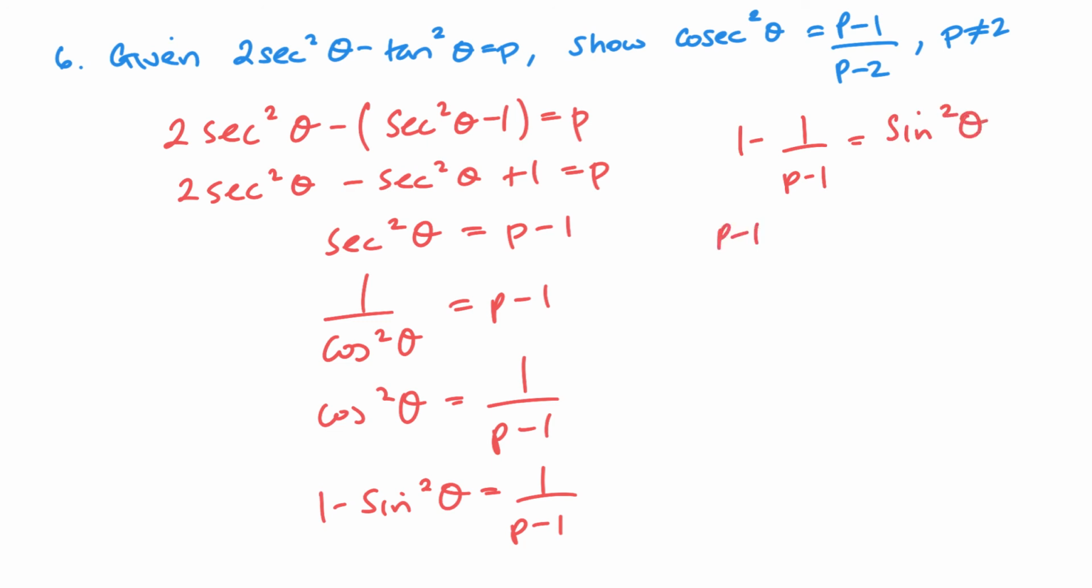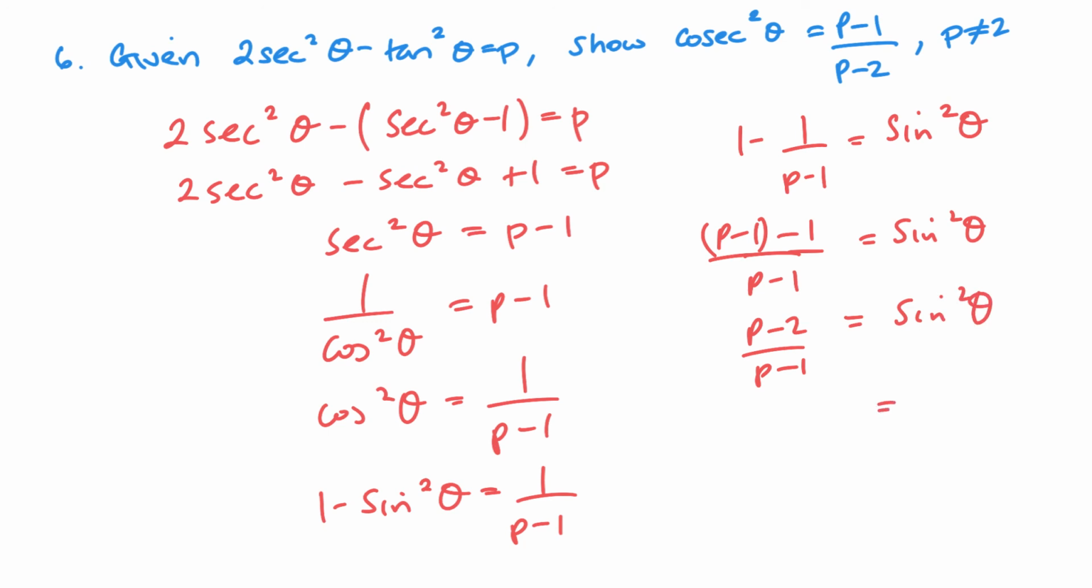Making this a single fraction, and then on the top we've got p minus 2 over p minus 1 equals sine squared. And then we want cosec, so we're going to flip it again. So 1 over sine squared here would be p minus 1 over p minus 2. Therefore cosec squared theta is p minus 1 over p minus 2. And that is what I've done there.